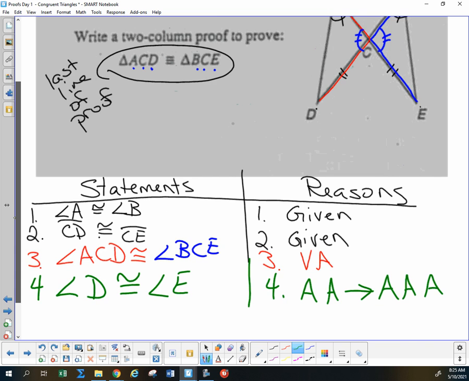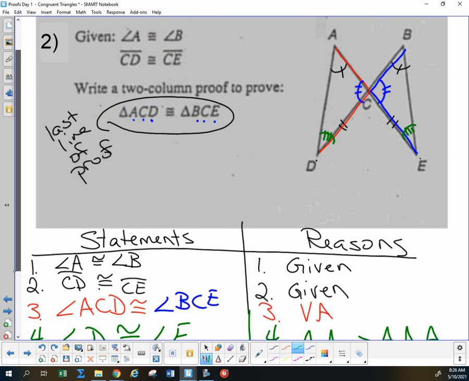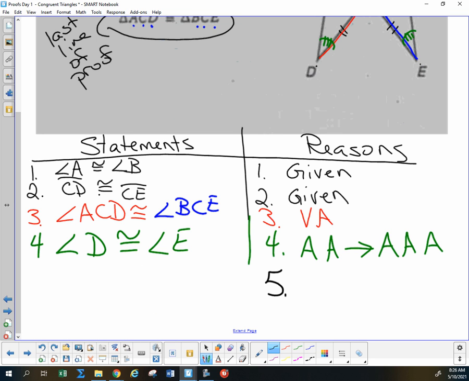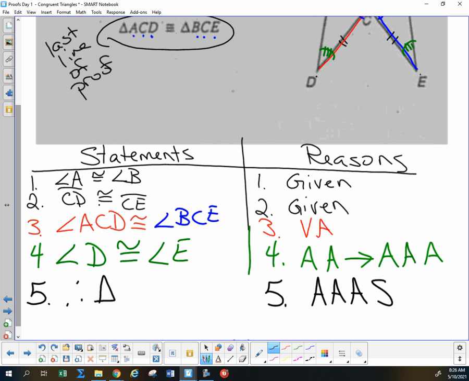Now we mark that on our picture, and this time I'll have to do 3 tick marks, because I've already used 1 and 2. Now I have all 3 sets of angles and a set of sides. Sarah, is that enough for them to be congruent? By which one of our postulates? AAAS. We know all 3 sets of angles. So angle, angle, angle, side. And we could say, since this is our conclusion, therefore, now I'm going to make it match exactly what I had up there. Triangle ACD is congruent to triangle BCE.